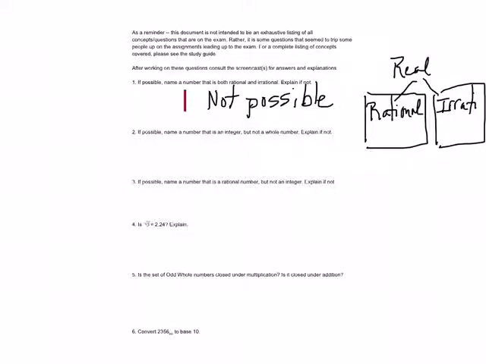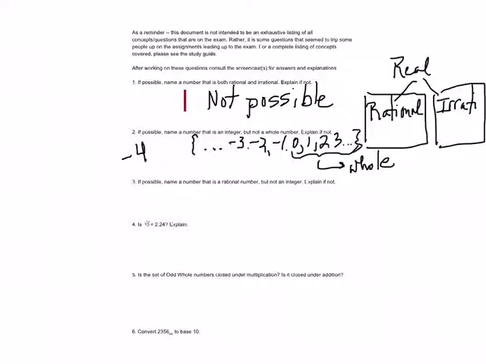All right, a number that is an integer but not a whole number. Integers are whole numbers and their opposites, like -3, -2, -1, 0, 1, 2, 3, and so on. Whole numbers just start at 0. So if I want to name a number that is an integer but not a whole number, I need to name one of the negatives. So I'll give my answer: -4. Any negative number would work.